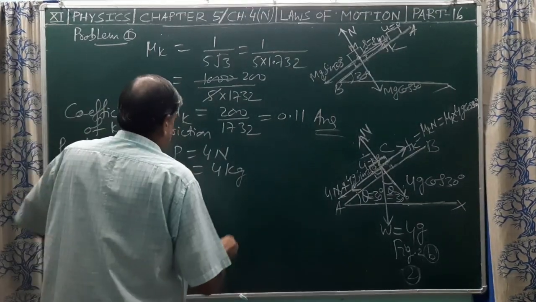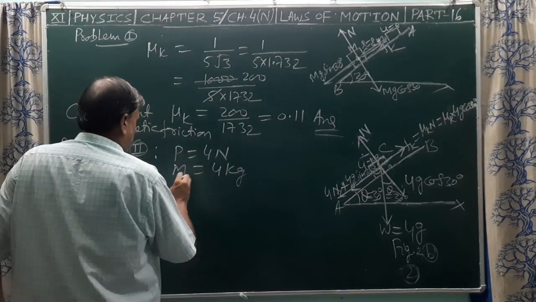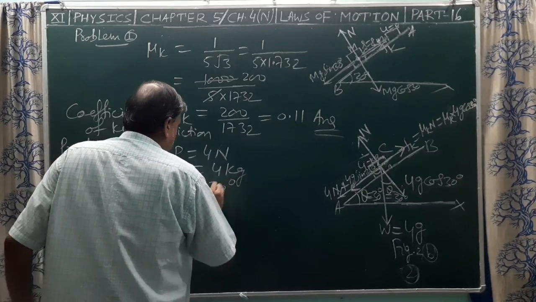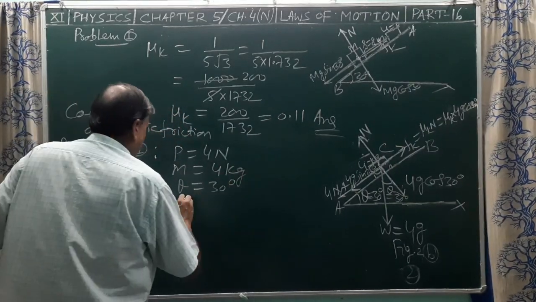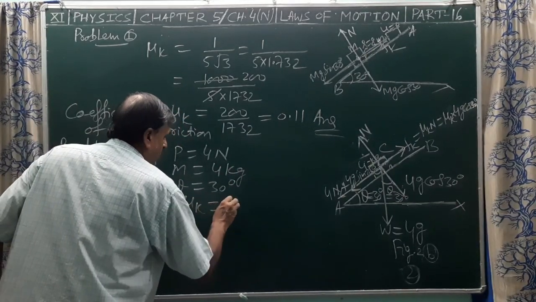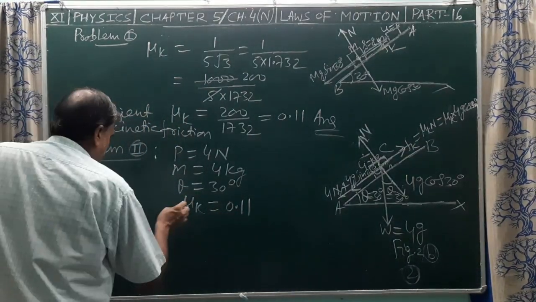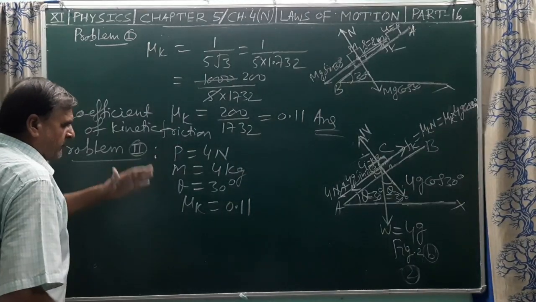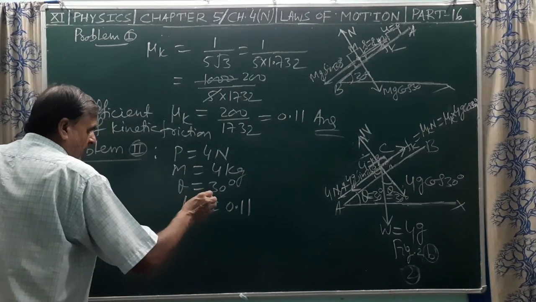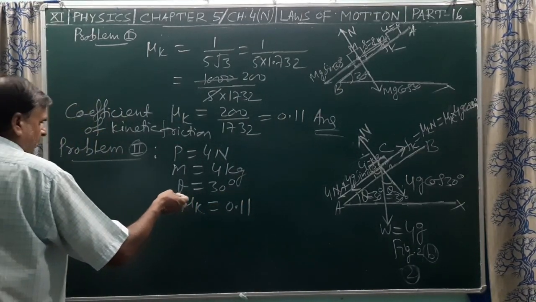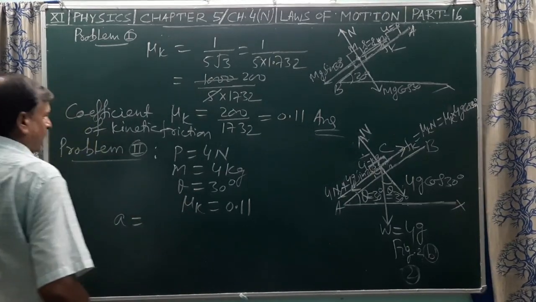So it is 4 kg mass also, and external force is 4 Newton. Inclination of the incline is 30. Mu k is same as in the previous problem. Mu k we have calculated, mu k is 0.11. Coefficient of kinetic friction हमने कैलकुलेट कर दिया. और डाउनवर्ड एक्सेलरेशन के लिए, डाउनवर्ड एक्सेलरेशन इसमें मालूम कर रहे हैं एक्सटर्नल फोर्स के हेल्प से. We have to calculate first downward acceleration of the block by the external force 4 Newton.